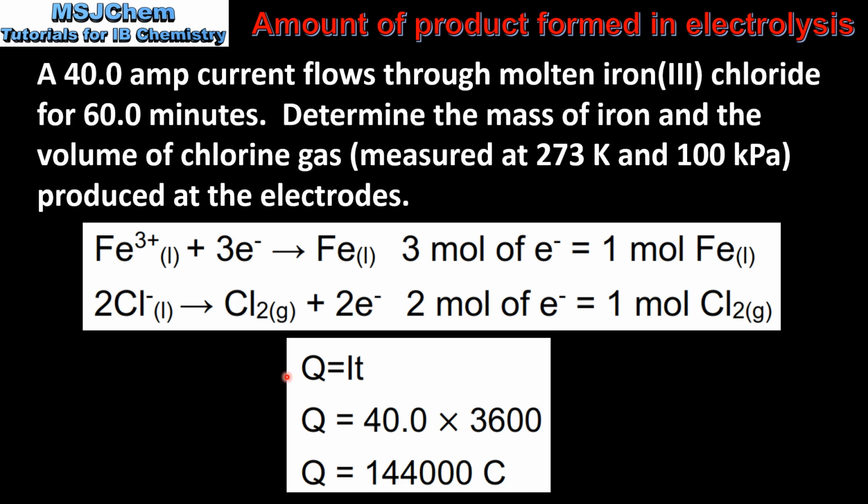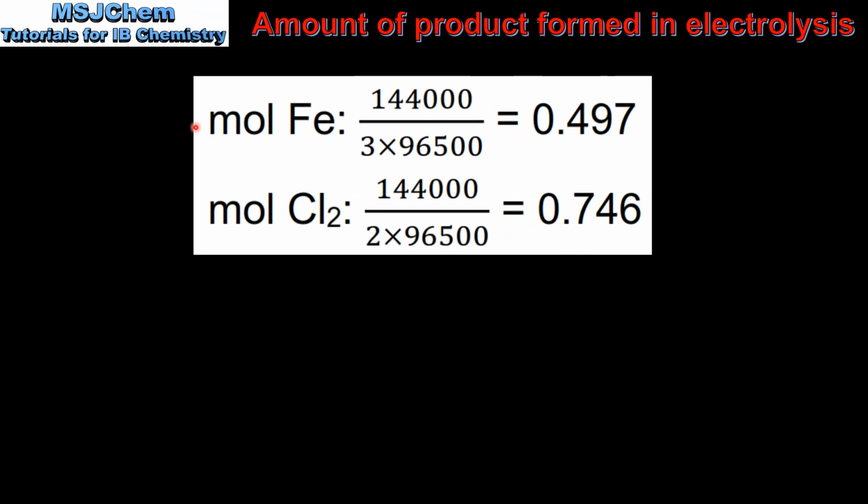Next, we'll calculate the charge in coulombs using the equation Q equals IT. The current supplied is 40 amps and the time in seconds is 3,600. This gives us a value for Q of 144,000 coulombs. Next, we'll calculate the moles of iron and the moles of chlorine produced at the electrodes.